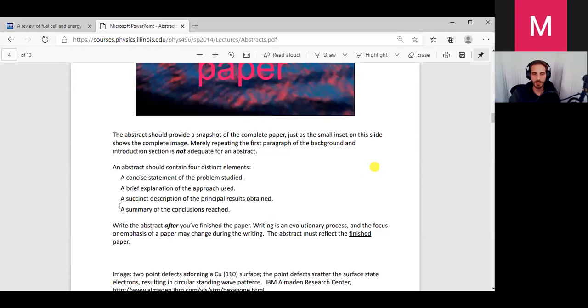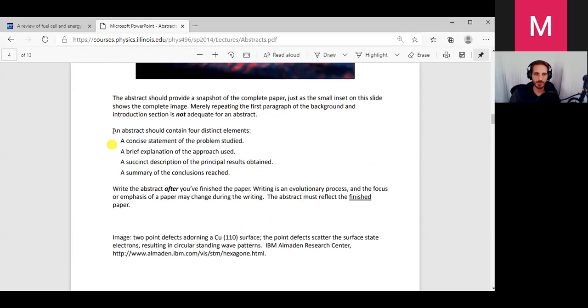This is good enough. Maybe she abandoned her MMRC afterwards. Here are the four distinct elements that are in the abstract, which is the same as the MMRC acronym that I was recalling. It should have a concise statement of what you were studying, what the approach is that you used. This is the most important one, which is a description of the principal results obtained.